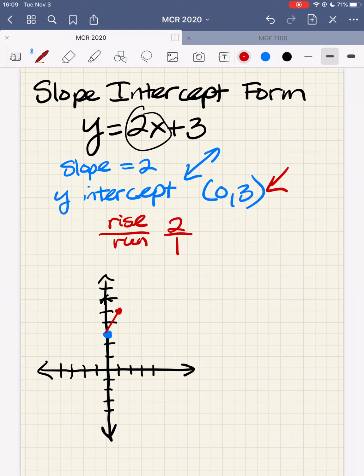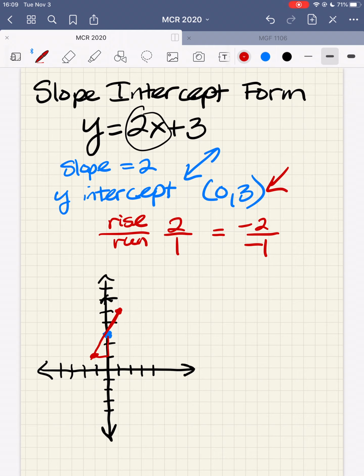I can also do something crazy, and remember, I could rewrite it this way, because what if I run out of graph? Remember, a negative over negative is a positive, so this slope is exactly the same, which means from this point, I can go down 2, and then go to the left 1, and also plot it, and they should be on the same line.